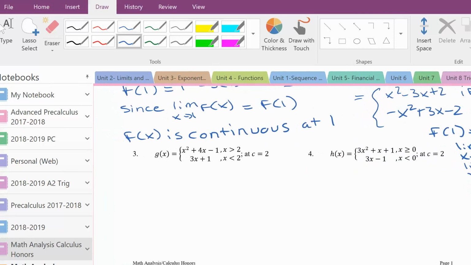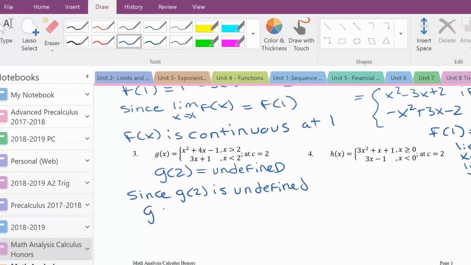All right, so let's look at a couple more. For this one, number 3, if you look here at 2, first all we have to do is see g of 2, and notice that it can't equal 2. So g of 2 is undefined. And since g of 2 is undefined, g of x is not continuous at 2.